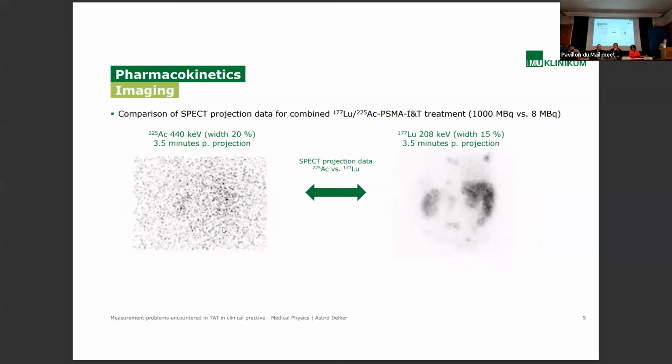And the situation gets even more severe when we come to patient imaging. Here you can see the projection data acquired from a prostate cancer patient after receiving a cocktail of 1 gigabecquerel of lutetium PSMA I&T and 8 megabecquerel of actinium PSMA I&T. Here on the right, you can again see the lutetium emission projection. You can nicely see different structures in that projection, while the image quality in the actinium projection data here, measured at 440 keV, is really bad. Nonetheless, we can get a reasonable activity distribution out of that, and I'm still fascinated myself that that works.